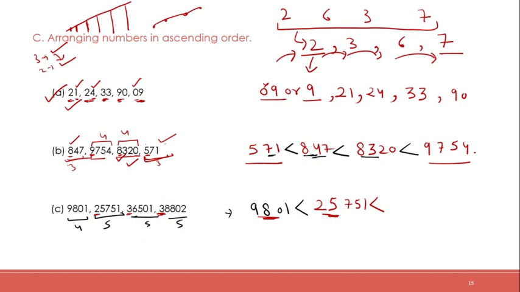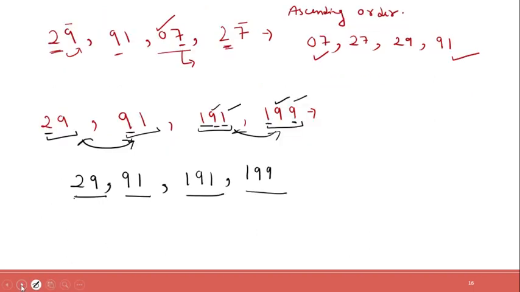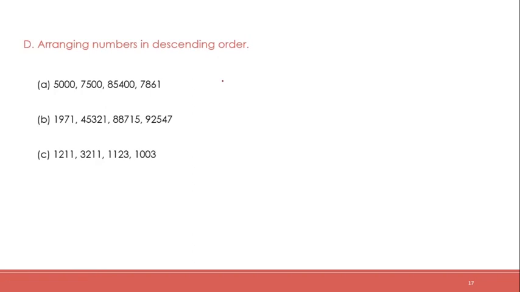Now it has 3 here, it has 3 here. We'll check for the next place, right? At the 1000 place it has 6, at the 1000 place it has 8. Between 6 and 8, 6 is smaller. So we'll write 36501 is greater than 38802. Got it? Let's move to the next concept.